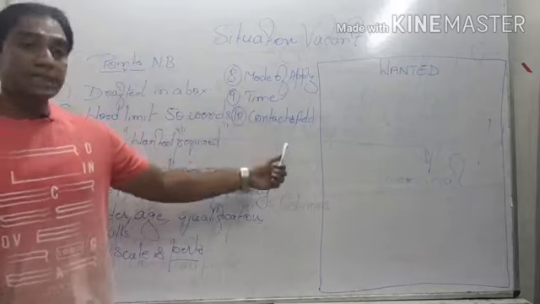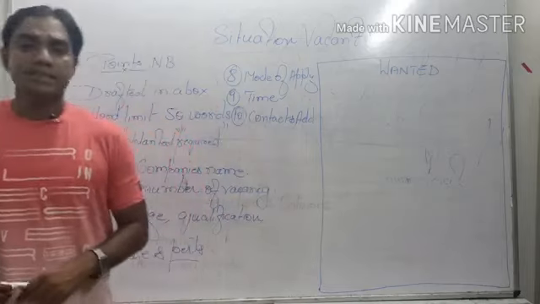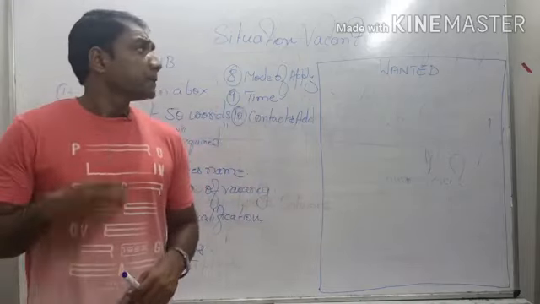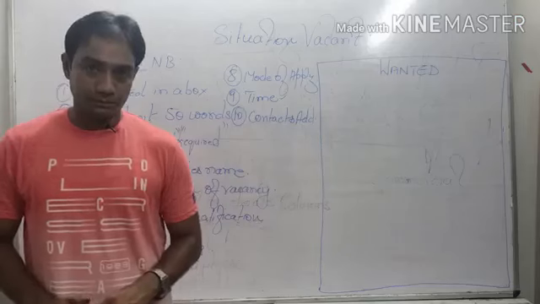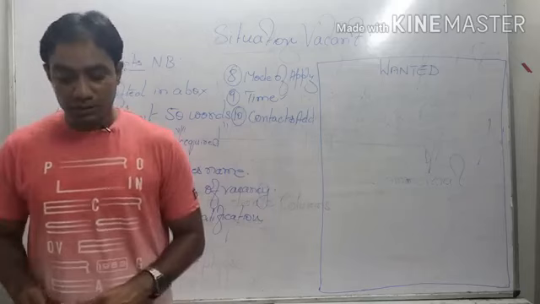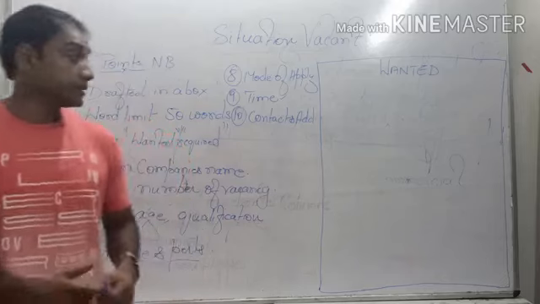First, we will go to a concrete example and see how we have to draft. Here on the screen, you see, I have given a question. The question says: you are the general manager of a leading industrial concern. You need a chartered accountant for your office. Draft an advertisement in not more than 50 words to be published in the Times of India, New Delhi, under the classified column. I hope you got the question. Based upon this question, we will now draft the advertisement.